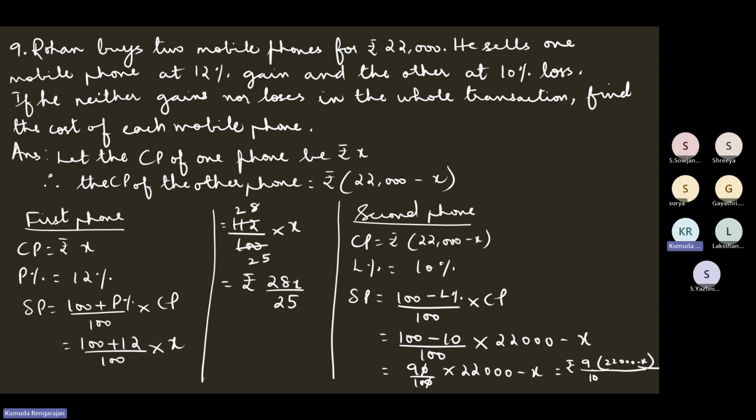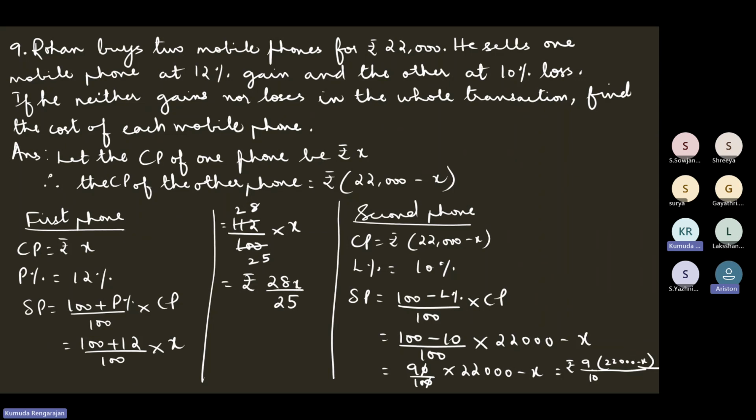2 mobile phones, so they can be different models. They need not be 2 identical mobile phones for which the price will be the same. You cannot assume that. So you cannot divide 22,000 by 2 and say that the CP of each phone is 11,000. So you cannot divide the cost price by 2.